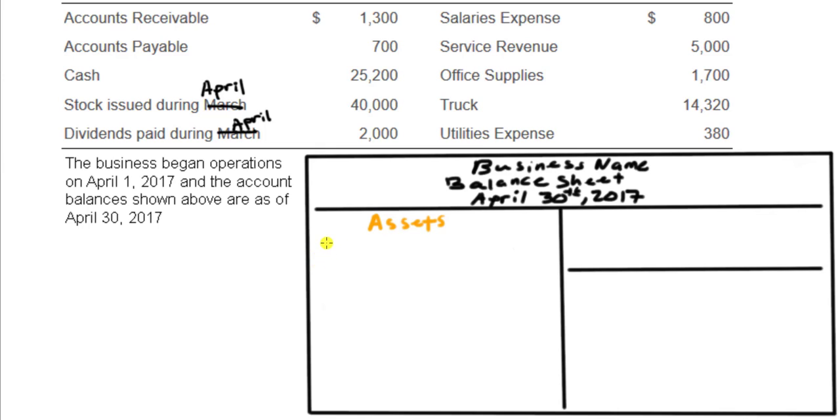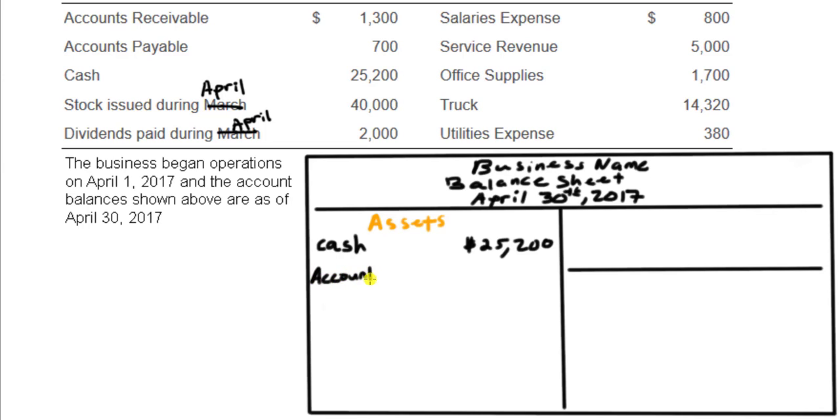So assets, cash. What is our cash account balance as of this date? It is $25,200. Next, usually after cash, you're going to report accounts receivable. That's pretty liquid because you're going to be getting paid cash soon.